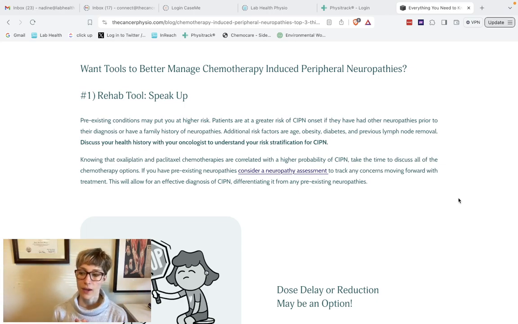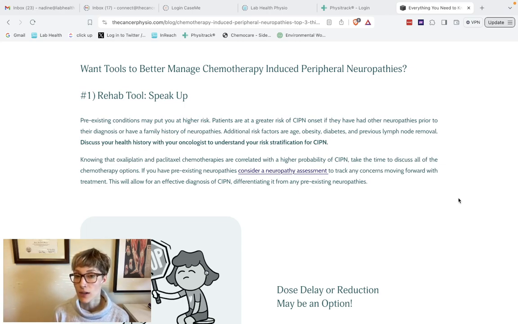It's really important that you understand that there are tools that you can use to prevent and manage CIPN. One of the first tools is to speak up. So some pre-existing conditions do put you at a higher risk. As an example, pre-existing neuropathies, obesity, diabetes, previous lymph node removal. These things matter in putting you into a risk profile of whether or not the CIPN could occur. So discuss your health history in detail.